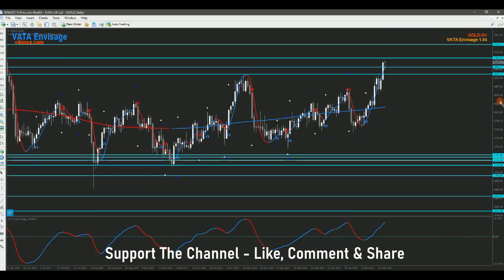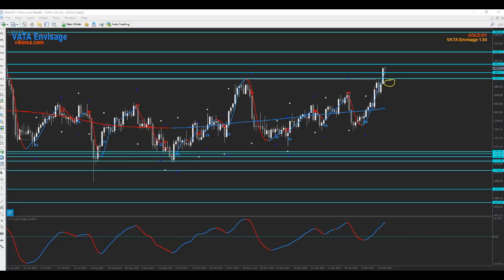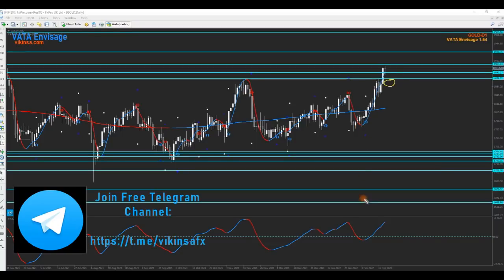Now, remember in the previous analysis, I gave a few levels here which were predicted by Vata and Visage. And how does it work? It simply is based on the color system. So here we had blue means buy, and we had a buy signal. This was the local target here. But all of these targets are coming from different time frames, higher time frames basically. I'm looking at the daily time frame right now. All of these targets on the upper side are coming from weekly or monthly time frames.